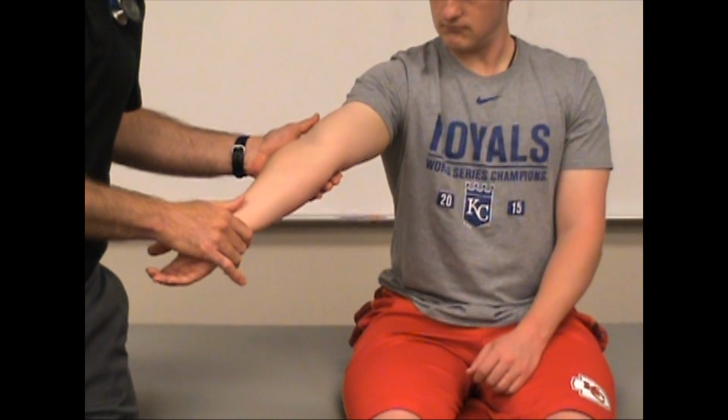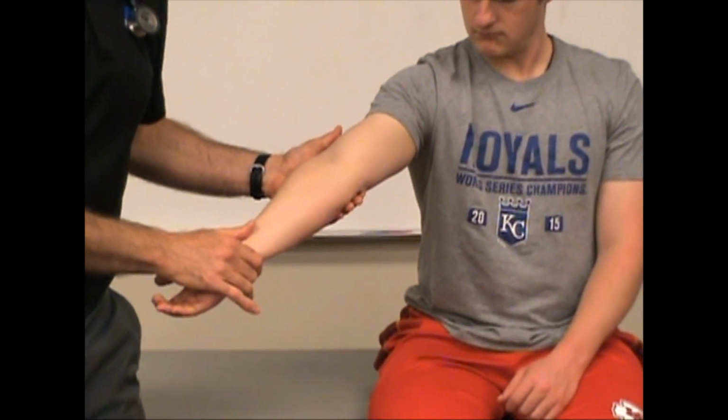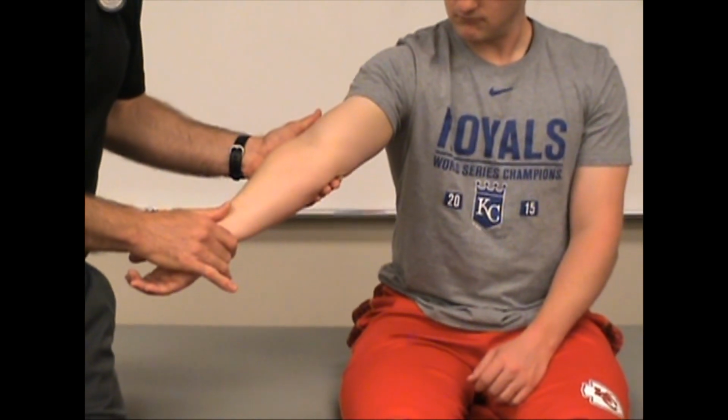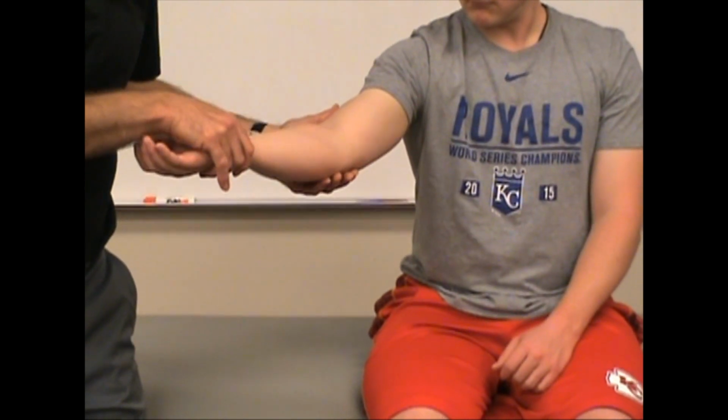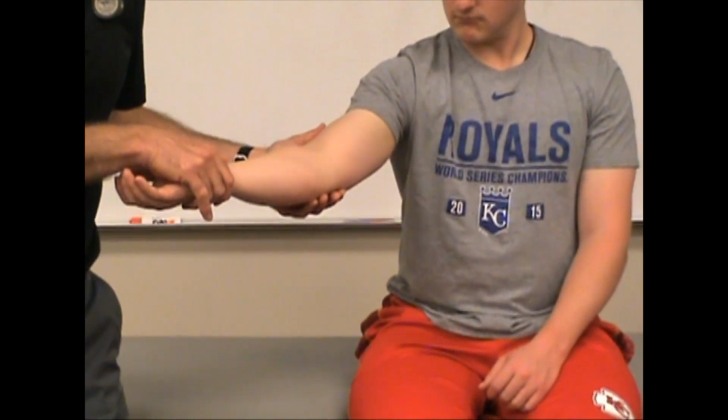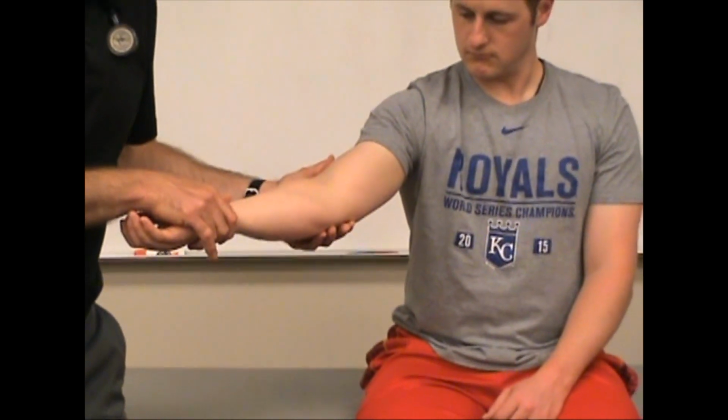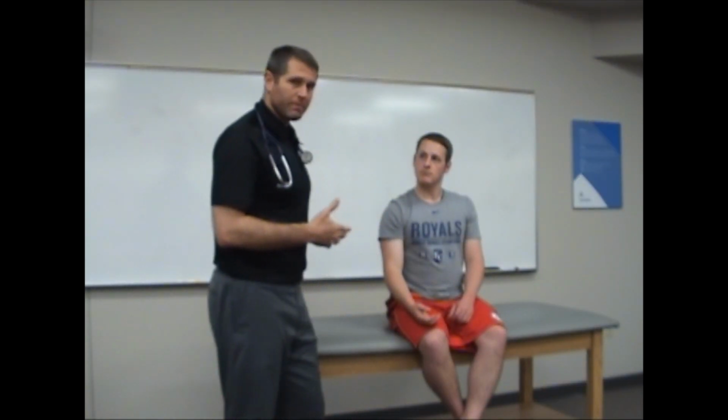So I have them locked out here, and I do a valgus strain on that UCL to see if there's any laxity. Then I'll flex them up about 30 degrees, and I'll do the same thing there. A positive would be where you feel laxity and some pain.